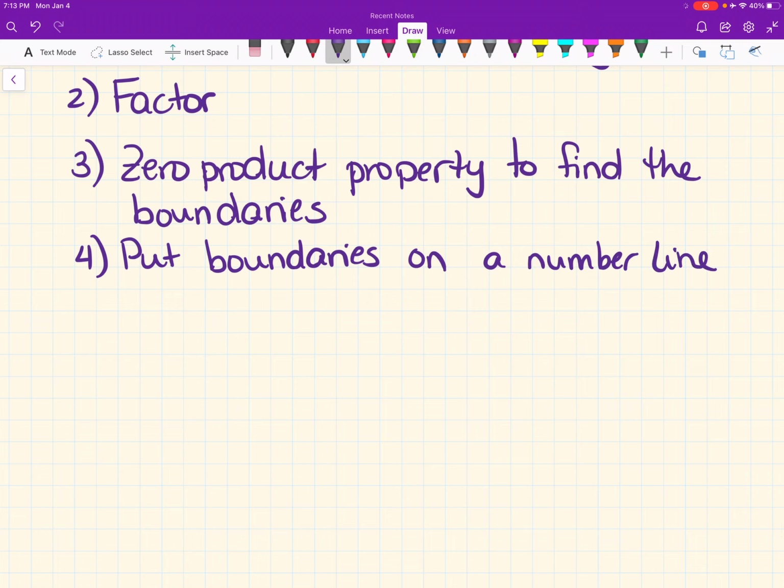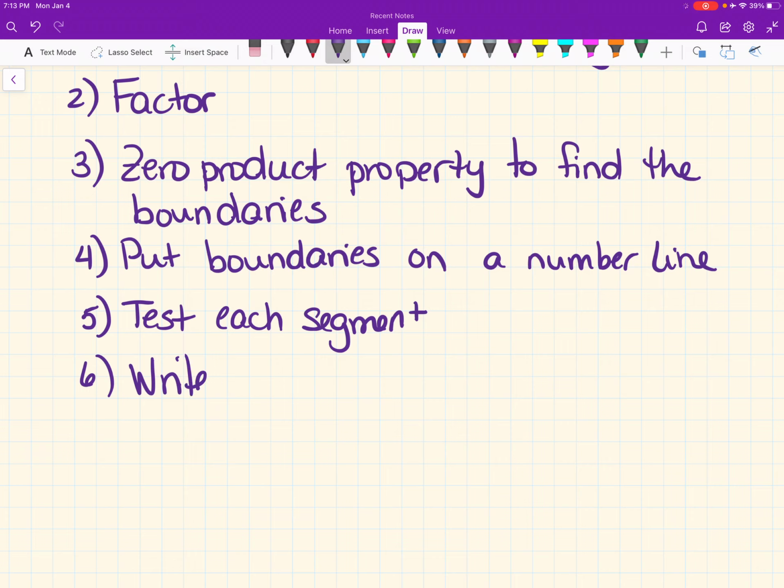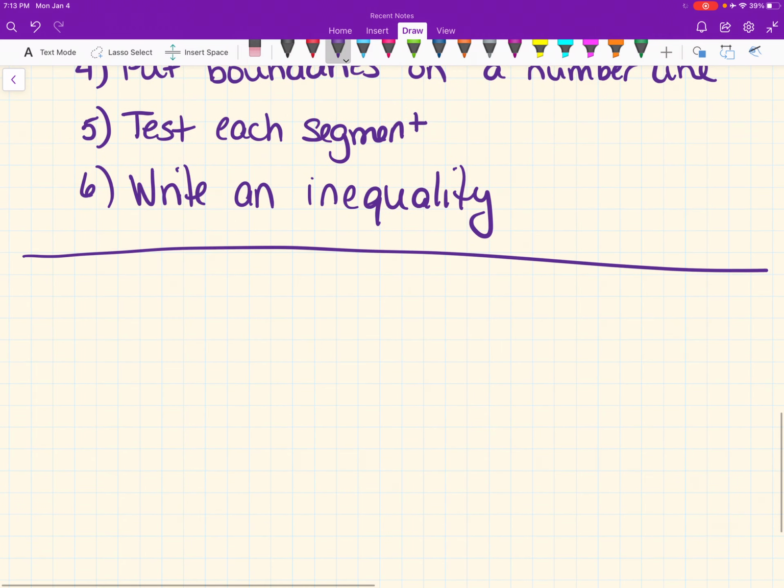We're going to test each segment, and then we're going to write an inequality. It's a lot of steps, but they're pretty simple steps once we do a few, you'll see. Okay? All right, so let's start with this one.